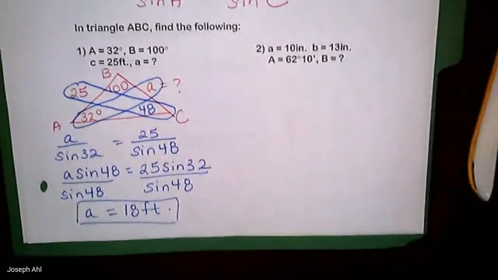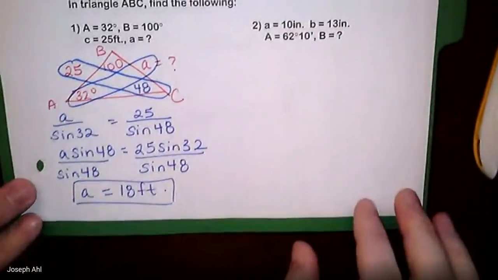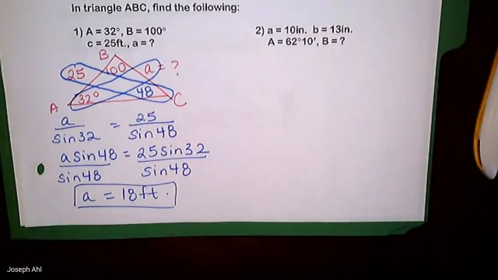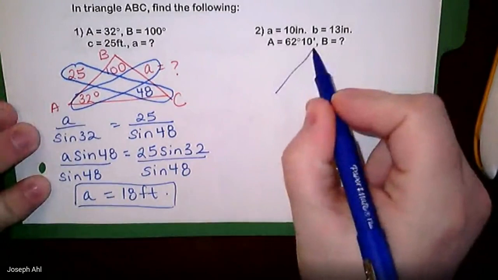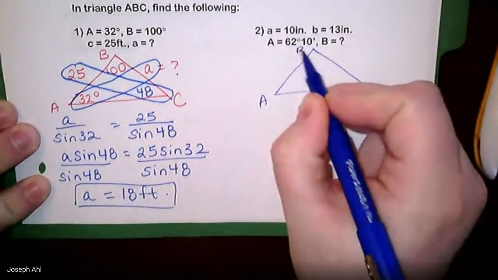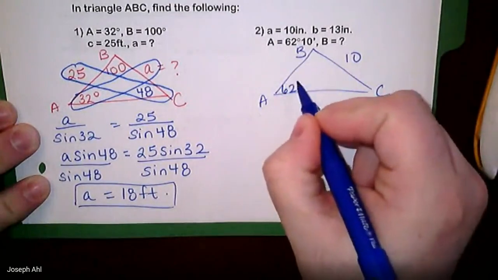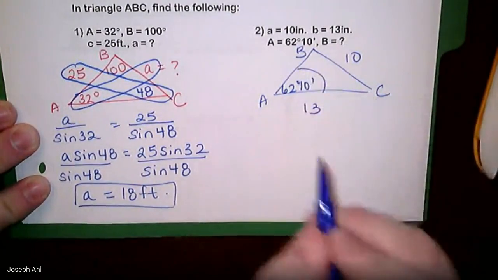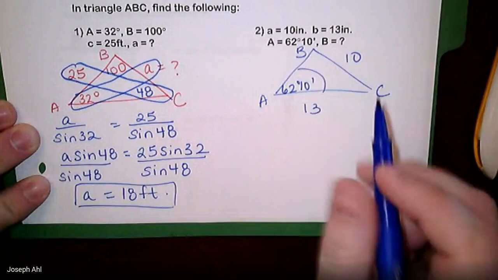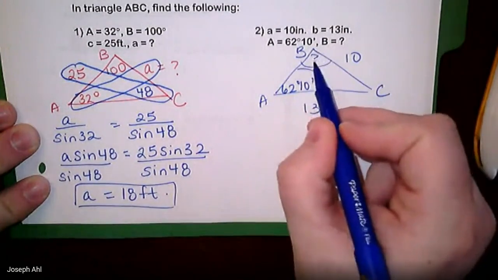Okay, going on to the other side in number 2, I want to reference here that we have degrees and minutes. So I'm going to remind you where that is on the calculator. So if I have triangle ABC again, with little a is 10, little b is 13, angle A is 62 degrees, 10 minutes. We want to find the measure of angle B.